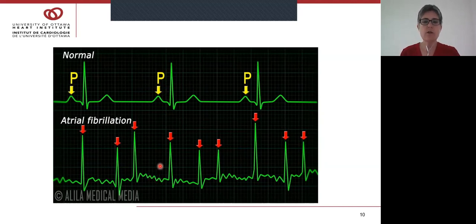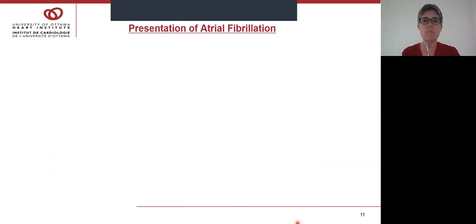In atrial fibrillation, we no longer have that defined P wave or defined atrial contraction, and we have what's called a wavering baseline, and the ventricle beats are irregular now rather than being at a regular schedule, and there's no defined P wave for the atrial contraction, very diagnostic of atrial fibrillation.